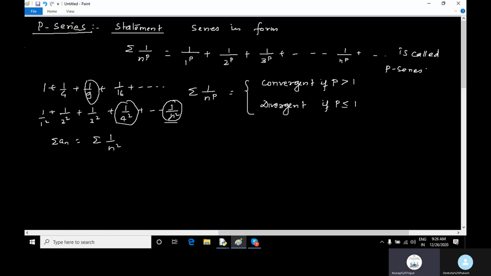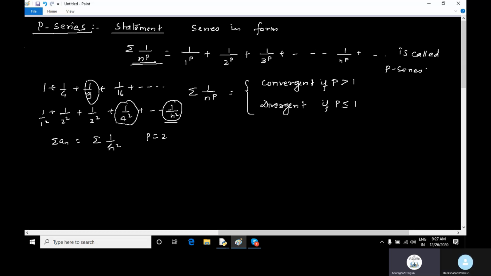That is 1 by n squared. Now what is p here? That n power is 2, so p is 2. So that's in the format n power p, which is why I use this format here. When the series is given in the format of the p test, then only you can check it this way. Not all questions can be done by the p test alone.